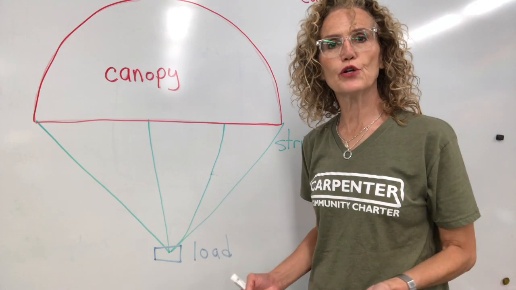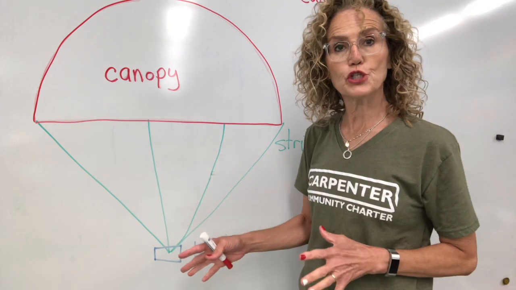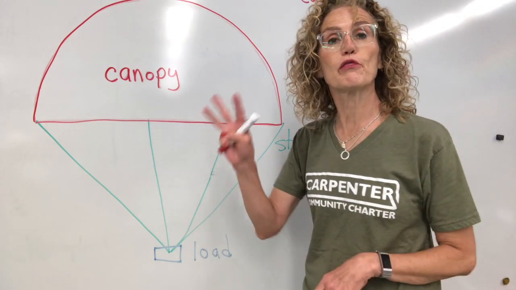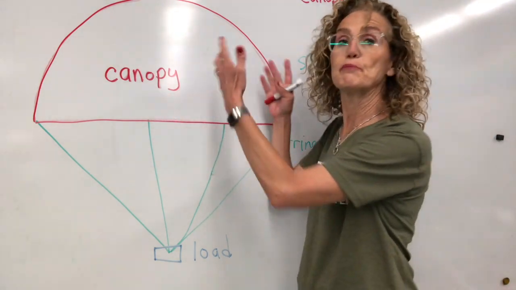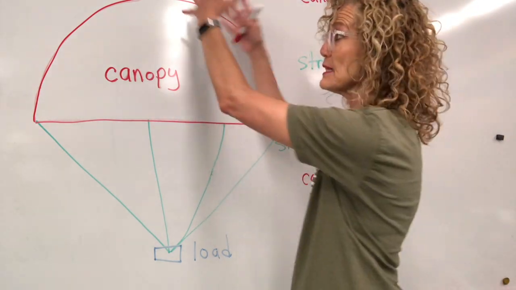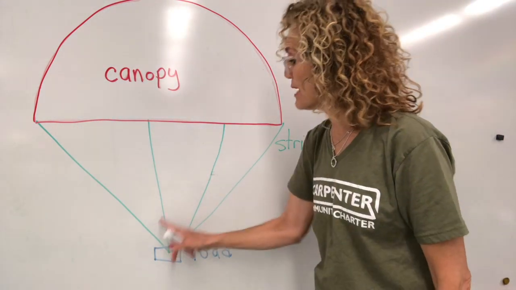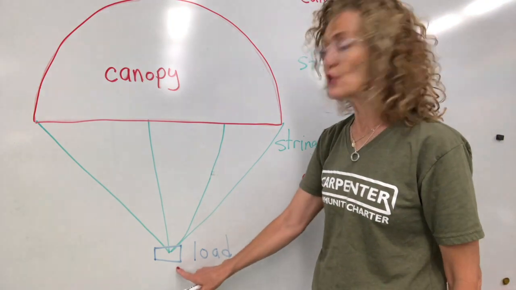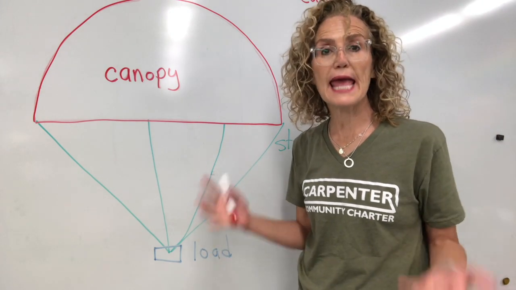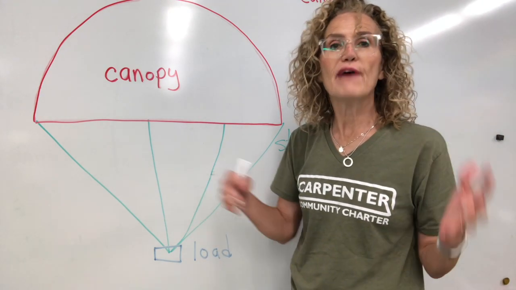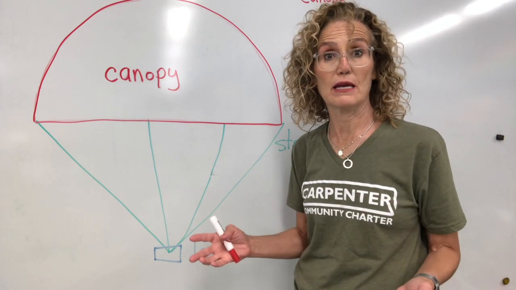Okay, so let's take a look at the parts of a parachute. So when we make a parachute, or when we design and build a parachute, there are three parts to the parachute. There's the canopy, which is like a big piece of cloth or plastic or something that's going to catch the wind or the air. There's the string, and there's the load. Now, if we want to test how to make the best canopy, we need to evaluate and change different things to find out what is the best design, right?